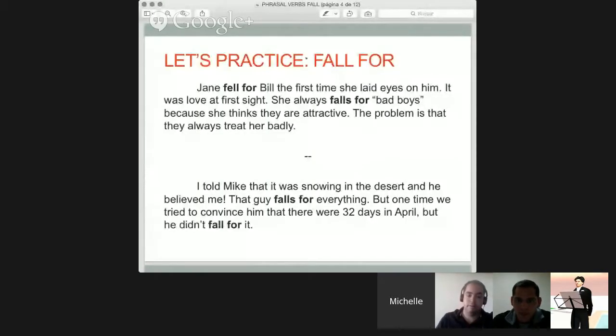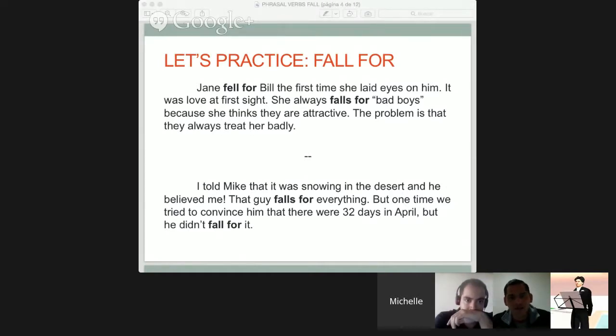Jane fell for Bill the first time she laid eyes on him. It was love at first sight. She always falls for bad boys because she thinks they are attractive. The problem is that they always treat her badly. Good. So based on this context, what do you think it means to fall for someone?